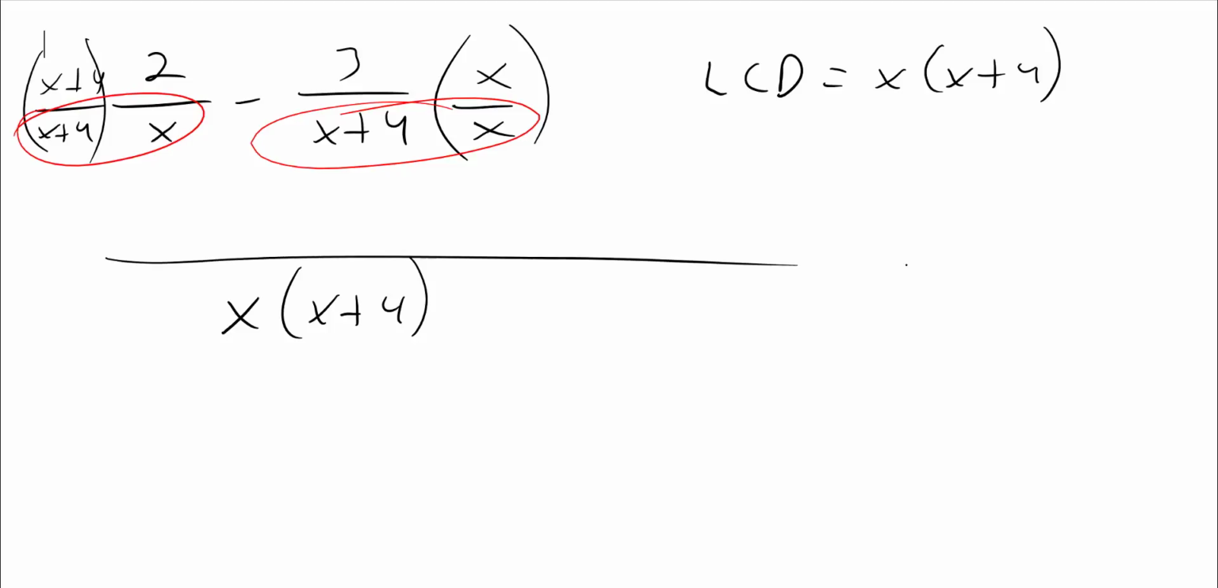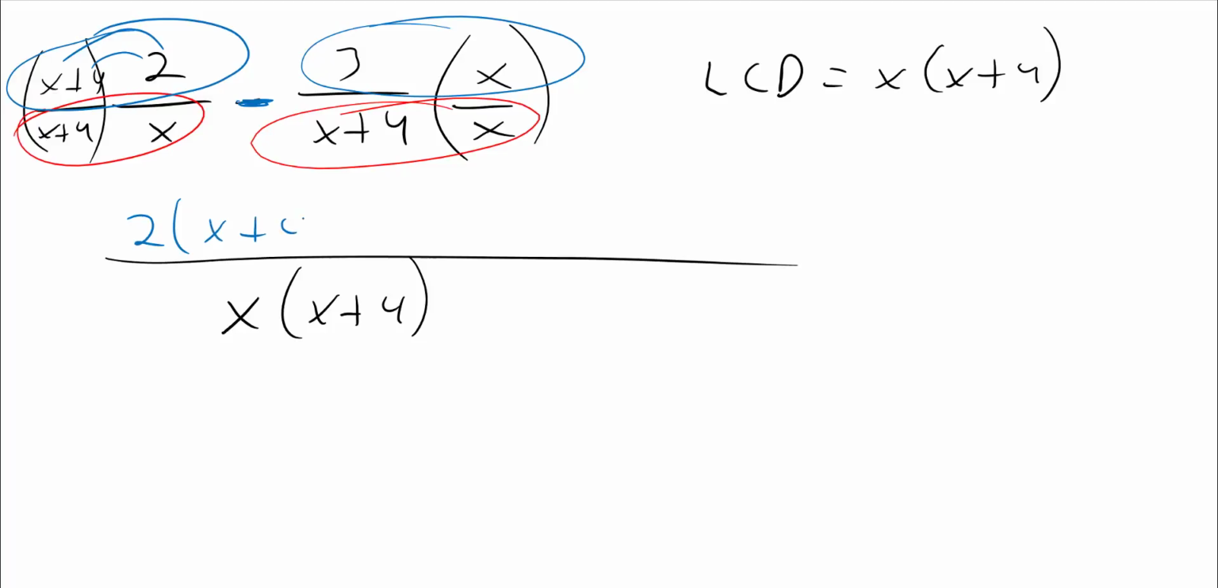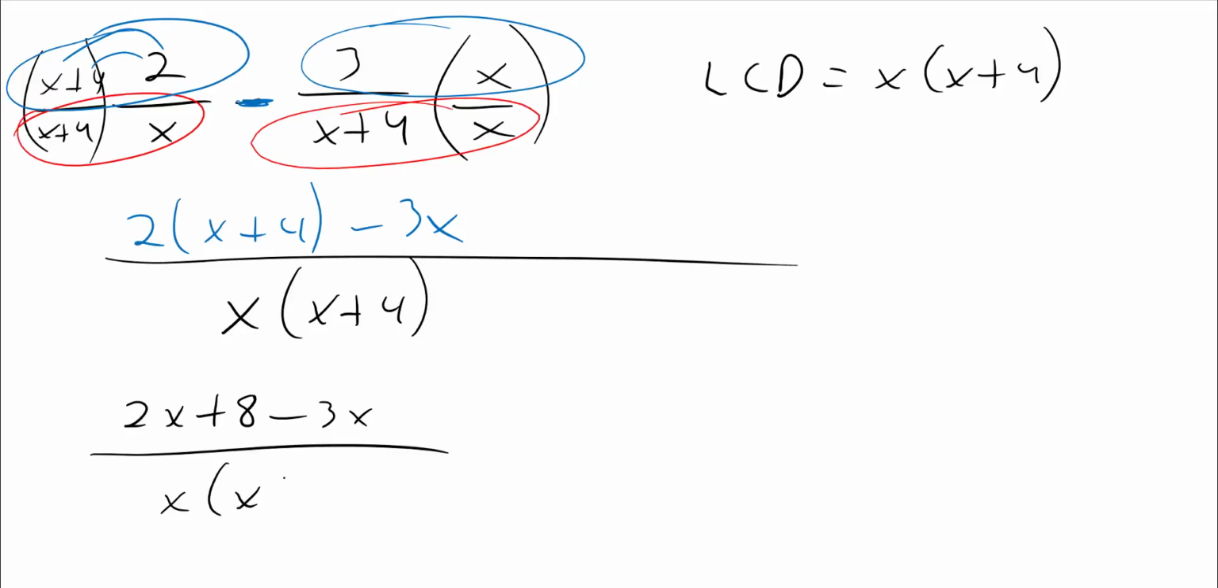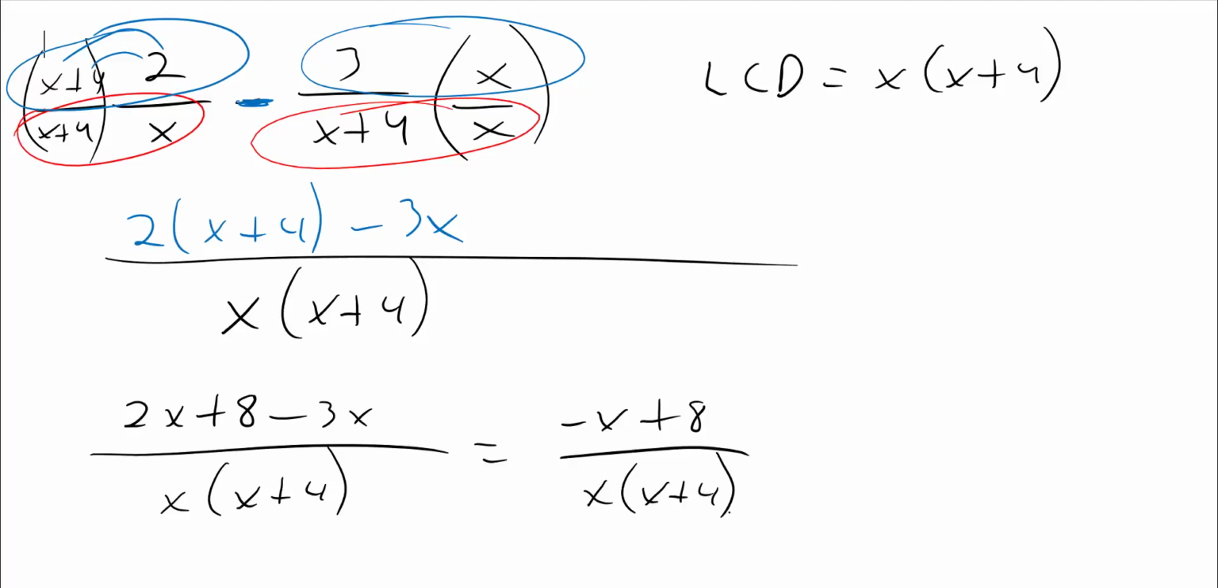And now we draw one line like this, and you just have to multiply this out now. You have to multiply this, and watch out for this negative. Okay, so if I distribute the 2 with both those terms, I get 2x plus 8 minus 3x over x times x plus 4. Okay, so that means 2x minus 3x is negative x plus 8 over x times x plus 4. Nothing I can factor, so we're done with the problem.